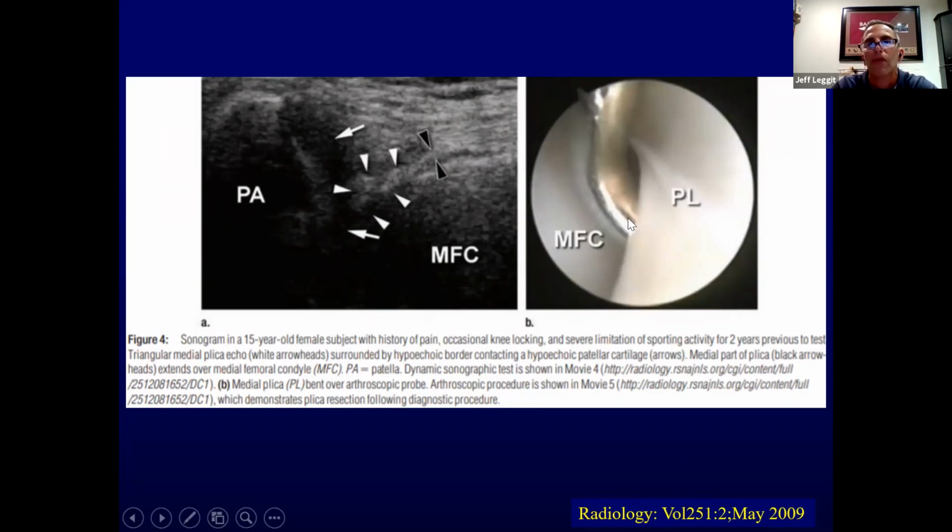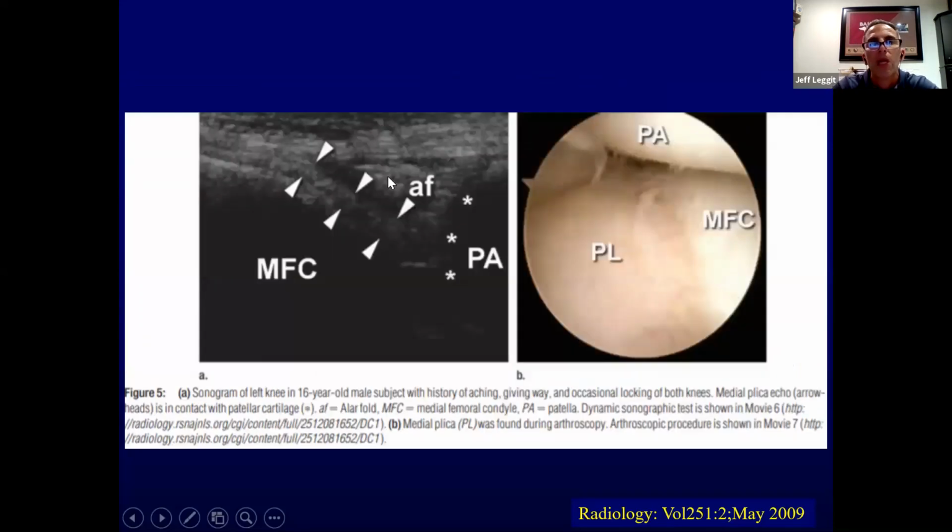Here's an arthroscopic view. This is flipped, but here's the medial femoral condyle, and here's the plica on there. So yes, you can see that. If you can see it, you can inject it. This is another example of it. This is the medial femoral condyle, this is the patella. Here's the medial patellofemoral ligament, the alar fold, and this right here is the plica. On this one, that's definitely symptomatic. It's all ratty and torn up, and so that was removed at surgery.